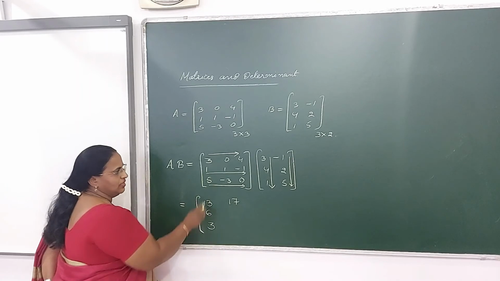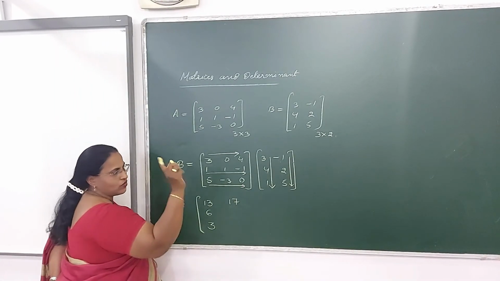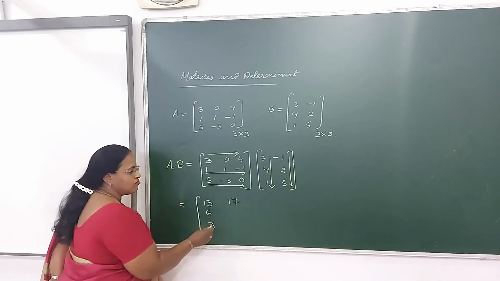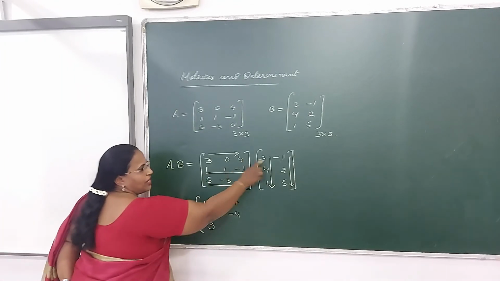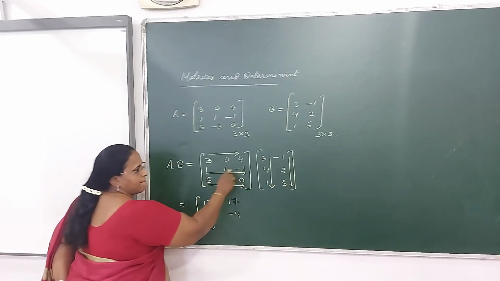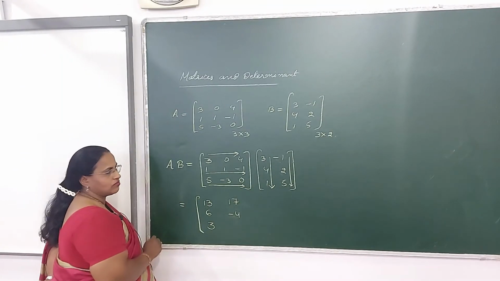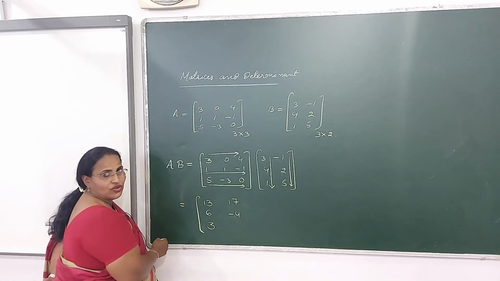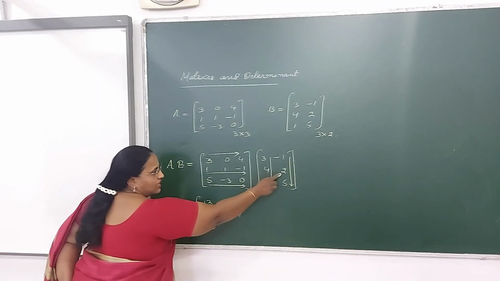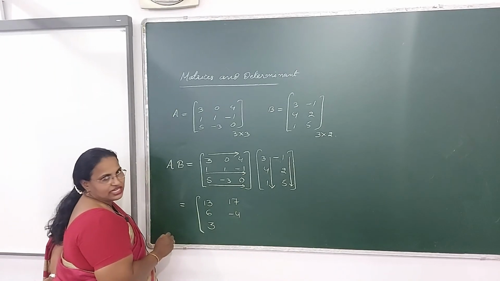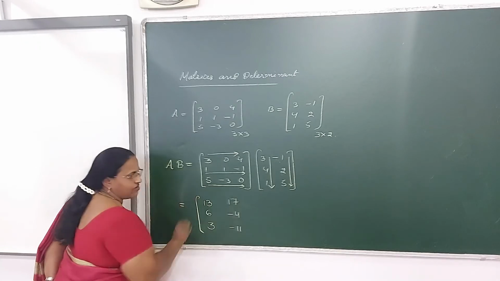Moving to the next one. 1 into minus 1 is minus 1, plus 2 means plus 1, minus 5 means minus 4. Let me check it again. This is 1 into minus 1, minus 1, plus 2 means 1, minus 5 means minus 4. Okay, now the last row, last column. 5 into minus 1 is minus 5, minus 6, that gives minus 11, plus 0. That means the answer is minus 11.